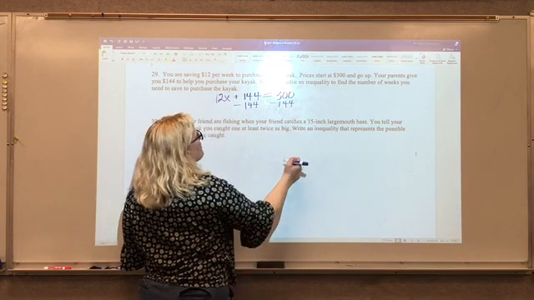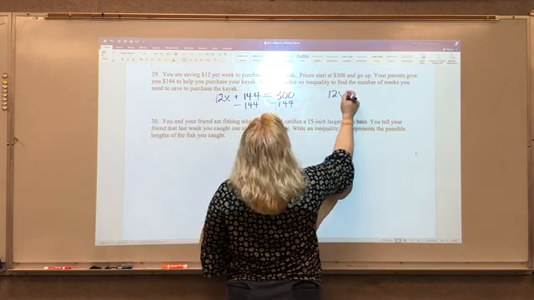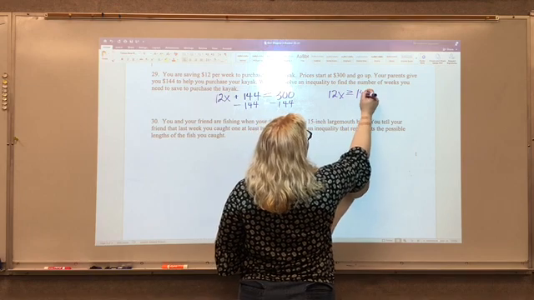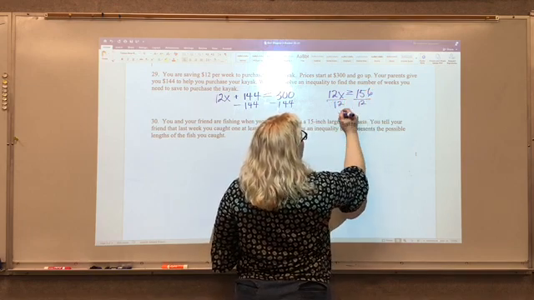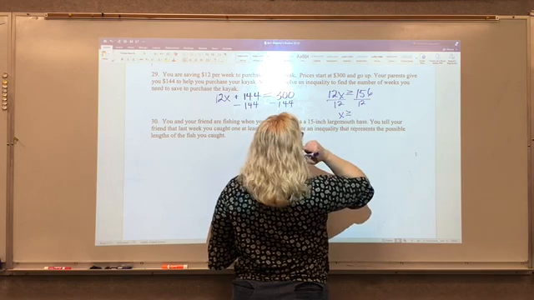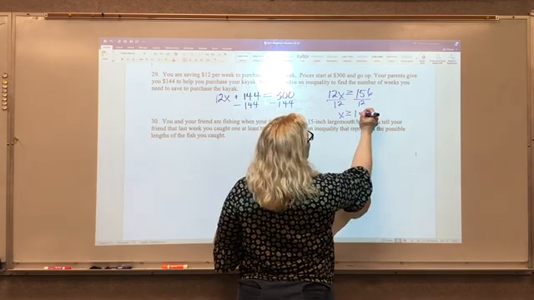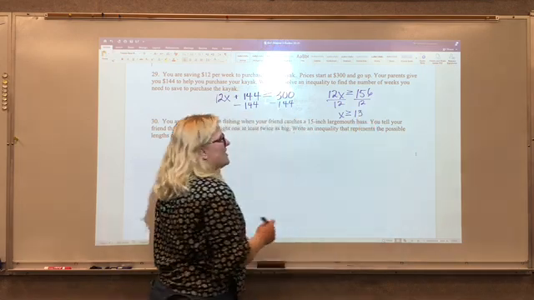Subtract 144 from both sides. I have 12x is greater than or equal to 156. Divide by 12, and that means x is greater than or equal to 13.